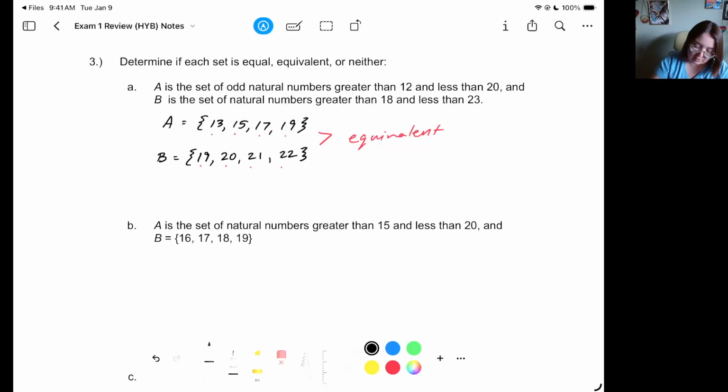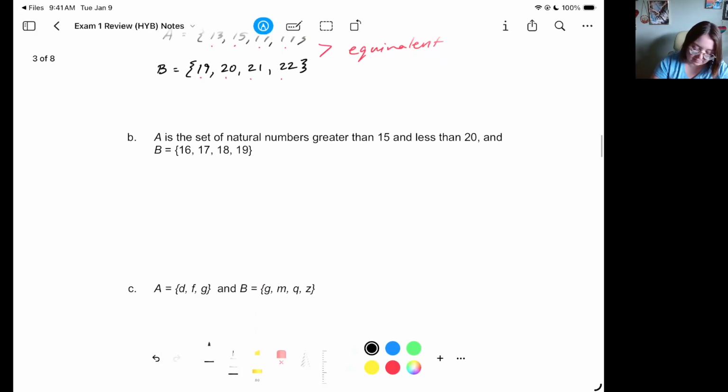So all right, let's go ahead and do our next question. We have A as the set of natural numbers greater than 15 and less than 20. And B is 16, 17, 18, 19. So B is already in roster method, so that's good. We don't really have to do anything for that one. We'll just compare it to our set A. But we do have to find set A first.